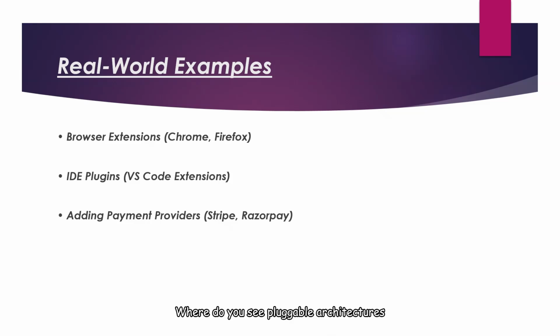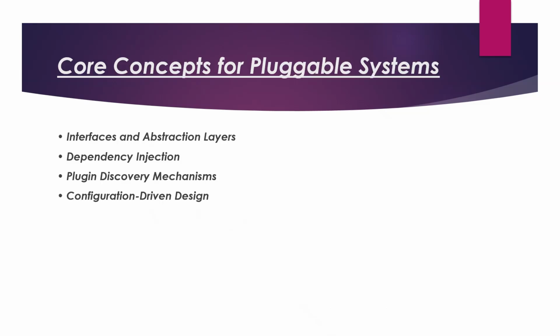Where do you see pluggable architectures in action? Everywhere. Think about browser extensions. You can install an ad blocker, a VPN extension, or a grammar checker without needing a browser update. Your Visual Studio Code editor becomes more powerful every time you install a plugin. In e-commerce, adding a new payment provider like Razorpay or PayU does not break your existing checkout flow. It just adds more options for the user. These systems thrive because they were designed to welcome new functionality without disruption.